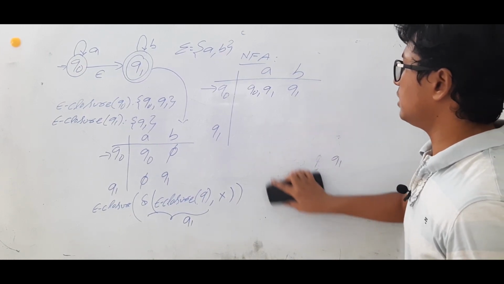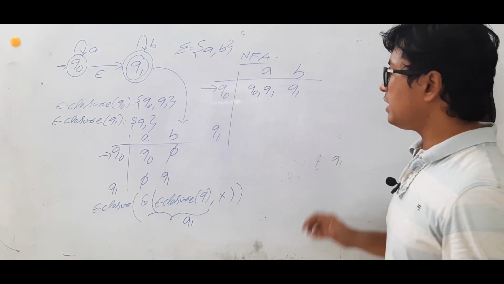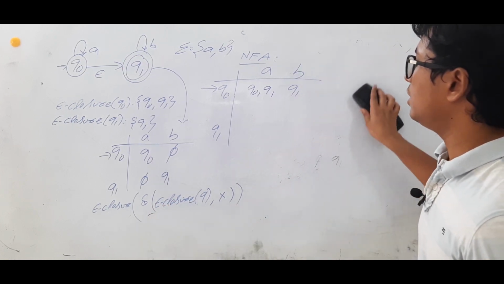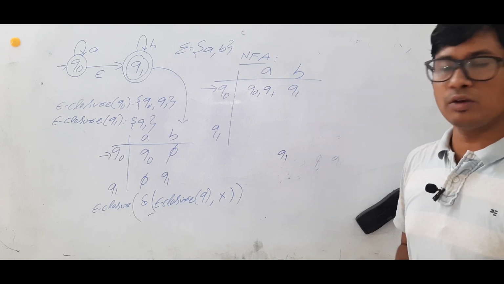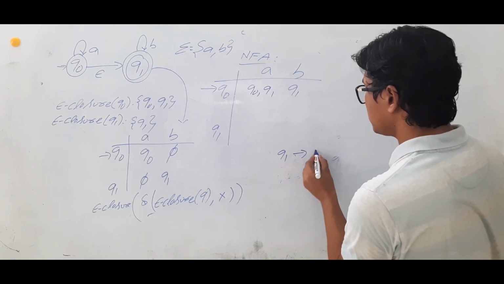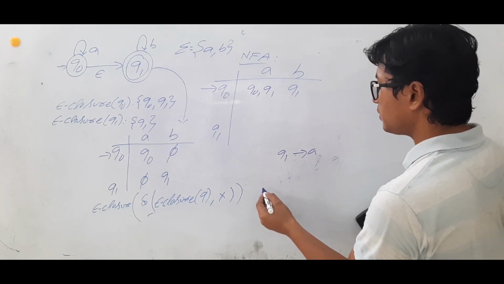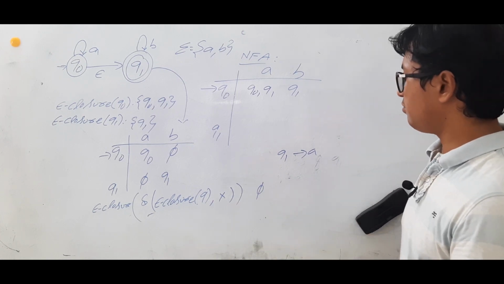Now we will check the Q1 on A. Now Q1 on A, first you have to do epsilon closure of Q1. What is the epsilon closure of Q1? Q1 epsilon closure is Q1. Now Q1 on A is not going anywhere. Okay. So if it is not going anywhere, it is phi. So epsilon closure of phi is phi only.